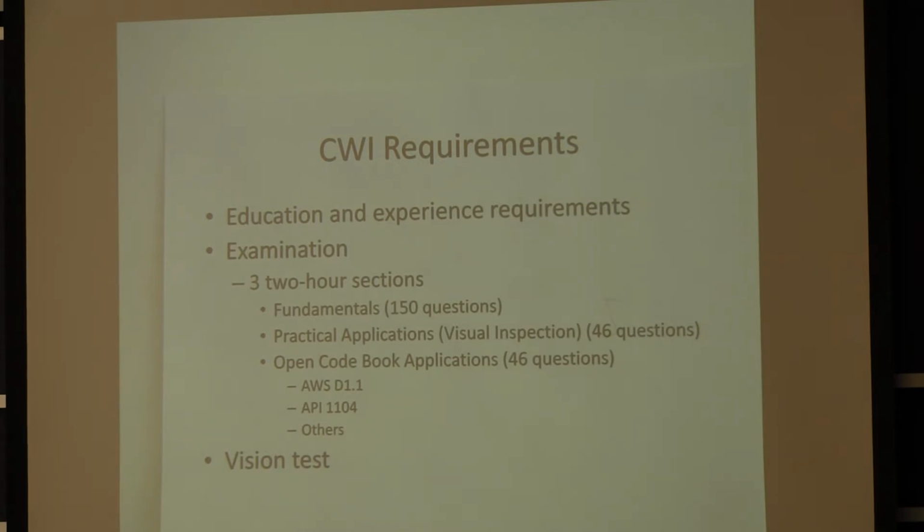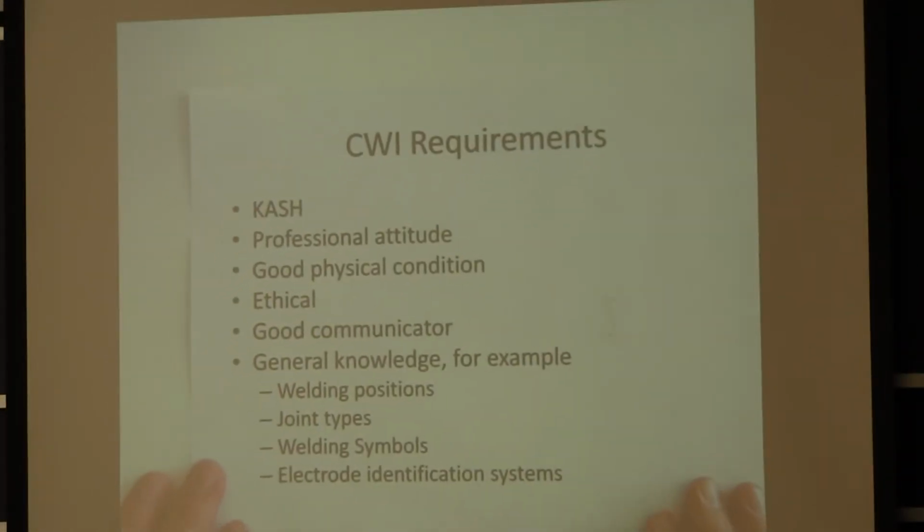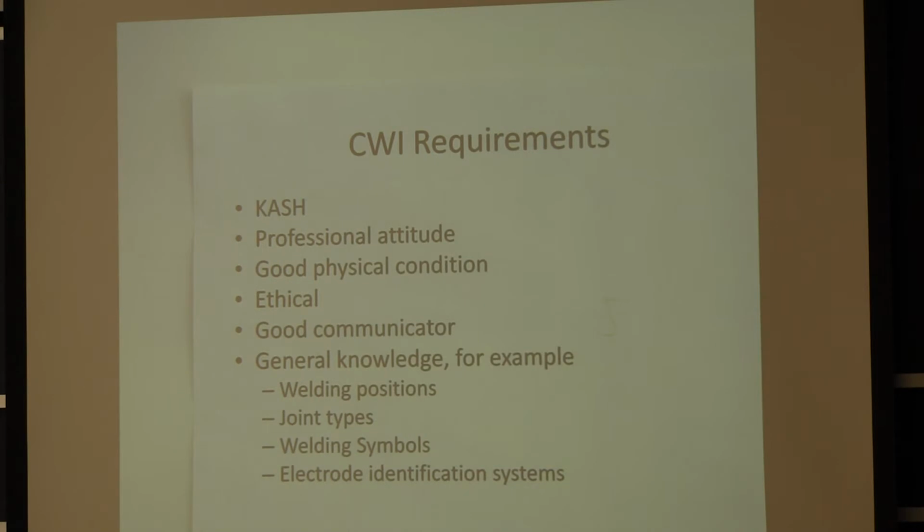And then the last requirement to be a CWI is you have to go and have a vision test. They have to check and make sure that you can see, because a lot of what you're doing is looking at things when you're inspecting. So those are the formal requirements. These are some of the inherent requirements, I guess you would say.